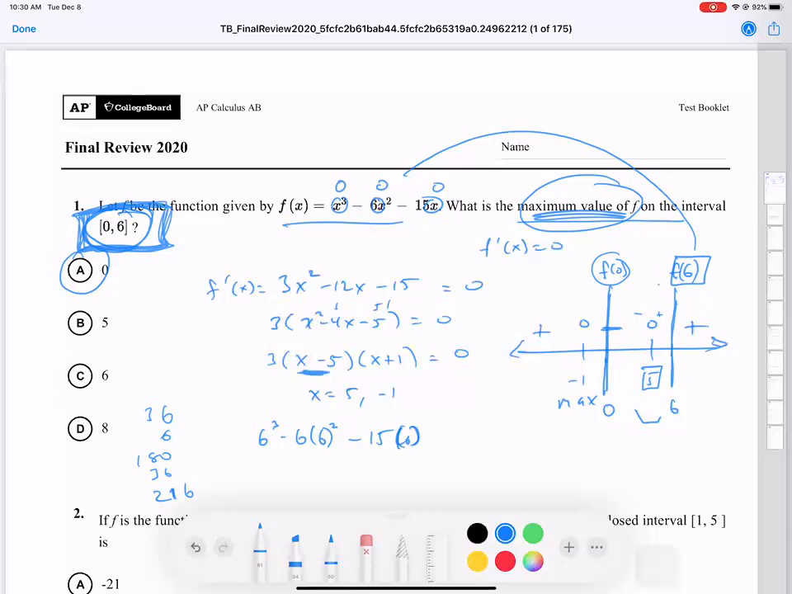Let f be the given function. Okay, what is the maximum value of f on the interval between 0 and 6? Did I mess up on my factoring here? No. 5 times 1. More negatives, more positives. So 5 and -1. -1 is not in the interval. How come this is not going pretty for me? Let me check something real quick. Maybe I did mess up on my math.